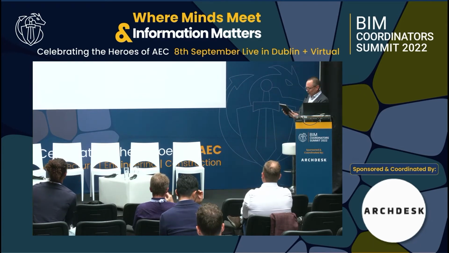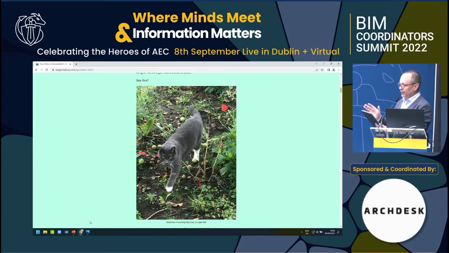This is an attention-focusing rig in a garden. I know it's a cat, but it moves like a camera rig, focusing its attention with intensity. I think it's fair enough to call a cat an attention-focusing rig in a garden. Picture yourself as the cat. Be the cat. What draws your attention?